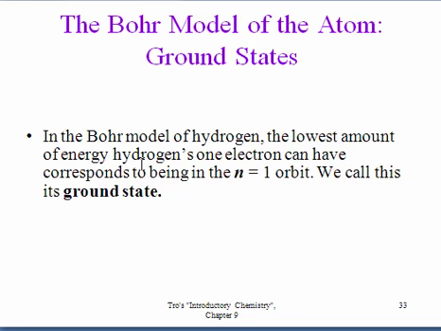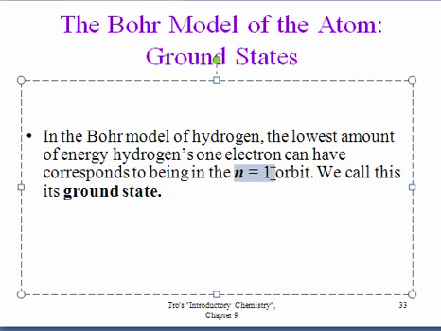Now let's look at some basic vocab words. In the Bohr model of the hydrogen atom, which is the simplest atom because it has one proton and one electron, the lowest amount of energy that hydrogen's only electron can have corresponds to what we call the n equals 1 orbit. We call this the ground state. This is the lowest energy level an electron can have.